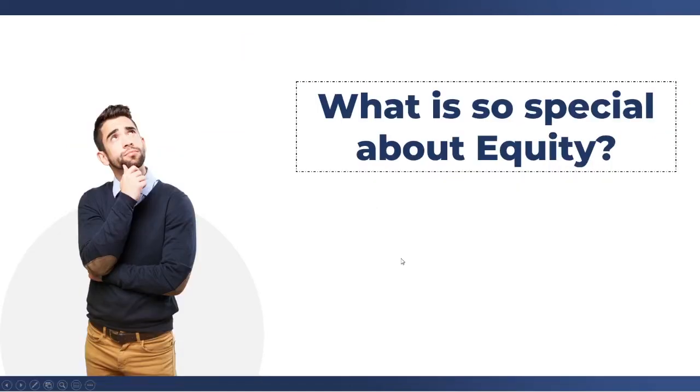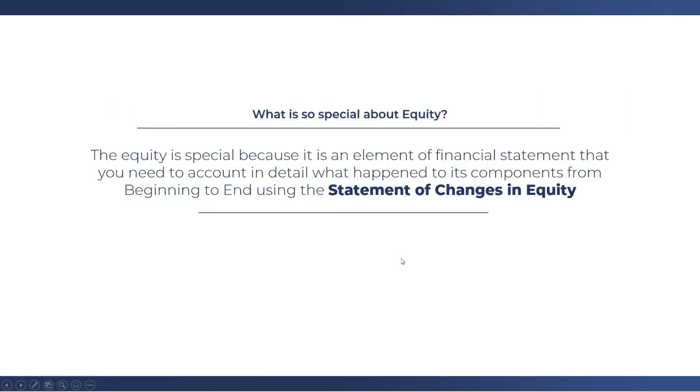So to be completely honest, I could have finished our discussion with the previous slide, but I am putting in another question for you, to generate some more interest in the topic. So what's so special about equity? For me, at least for me, the equity is special because it is an element of financial statements that you need to account in detail what happened to its components from beginning to end, using the statement of changes in equity. The statement of changes in equity, as we have discussed before, is first mentioned in IAS 1 if you want to read further.